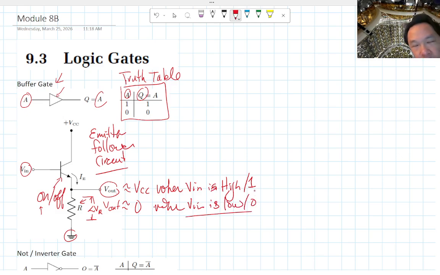And 1 and 0 doesn't necessarily mean 1 volt and 0 volt. 1 in TTL means 5 volts, 0 in TTL means 0 volts. And that's what's going to determine your states.